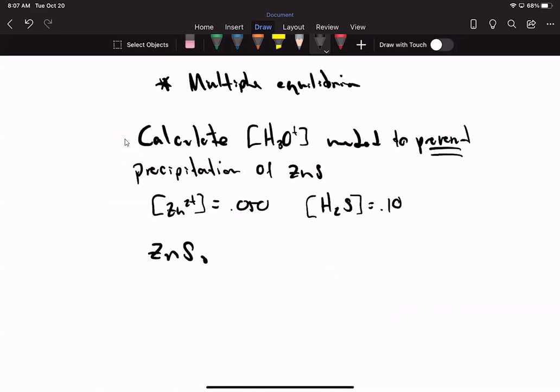So we take zinc sulfide as a solid, and then we just make that aqueous and break it up into ions. So we get zinc 2+, we get some sulfide.